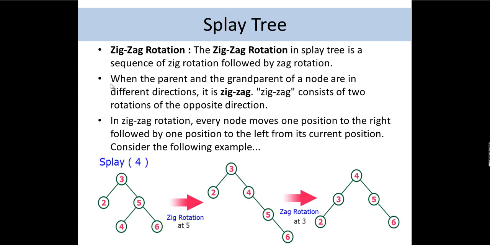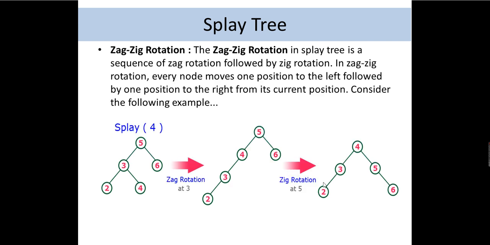Then we have a zig and zag rotation. So zig and zag rotation is a combination of right and left rotation. So when I say splay of 4, right, this 4 has to be brought to the root position. So to bring 4 to the root, first it has to move to the right side, which is a zig rotation, right? So it has moved to the right, and then it has moved to the left, so it is a zag rotation. So we have made this 4 the top of the tree.